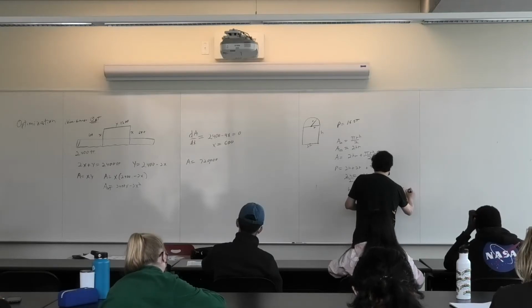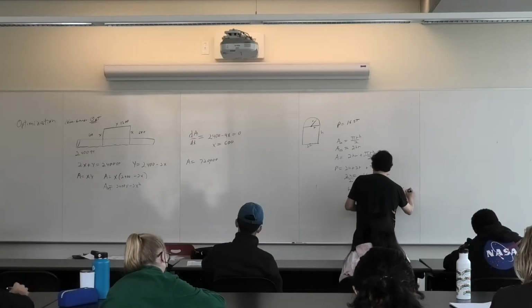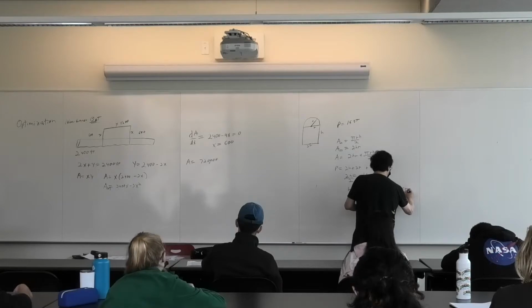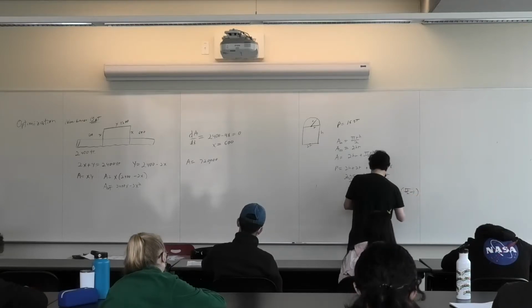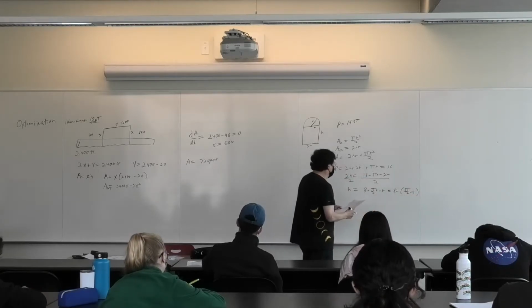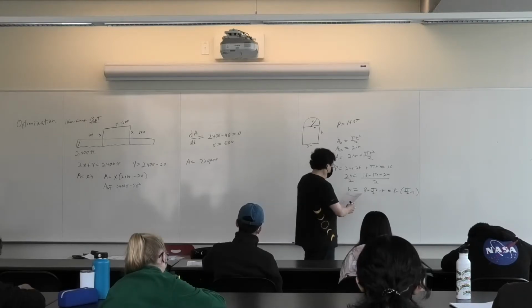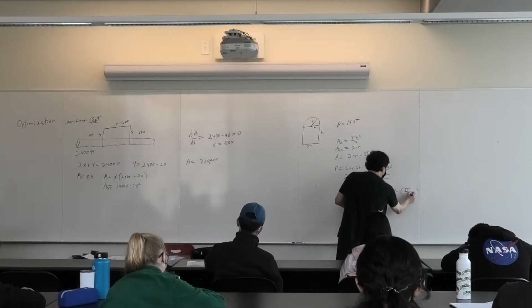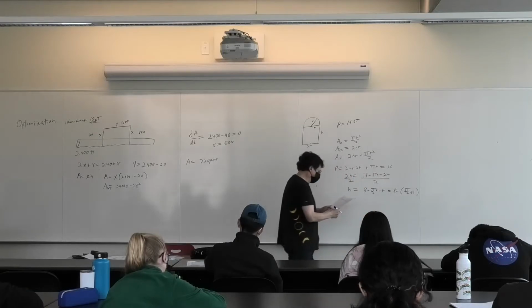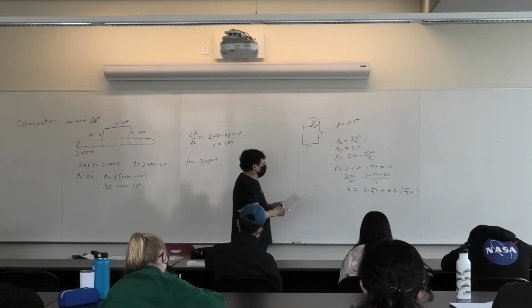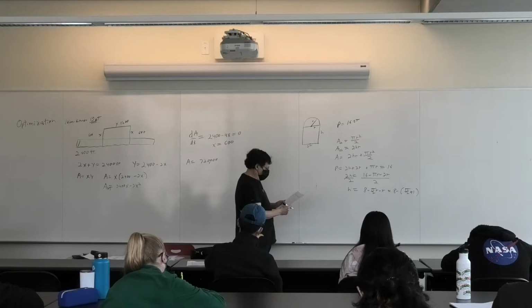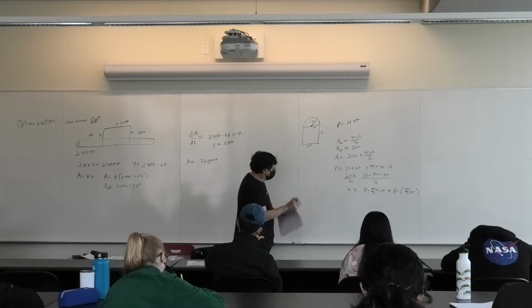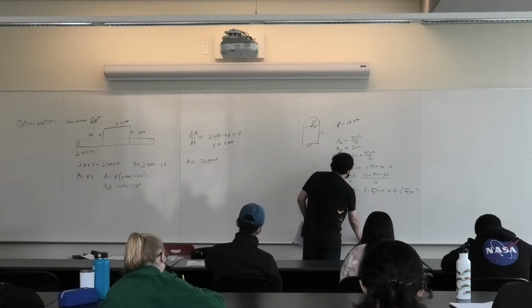what have we got here? Pi over 2 minus 1. I think I did something wrong again. Oh, because this would be plus. I'm going to step back here, sorry.